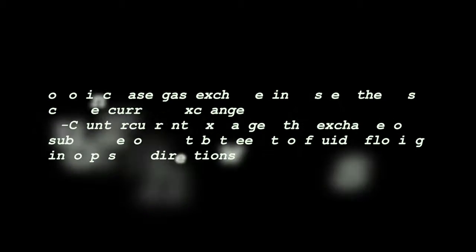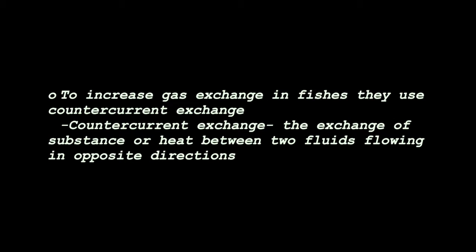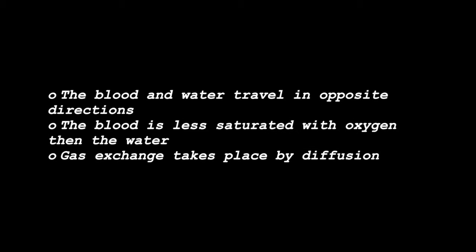In order to do gas exchange, they use countercurrent exchange. Countercurrent exchange is the exchange of a substance or heat between two fluids flowing in opposite directions. In fishes, these two fluids are blood and water. When the blood and water travel in opposite directions, the blood is way less saturated with oxygen than the water, so oxygen is diffused from the water to the blood.